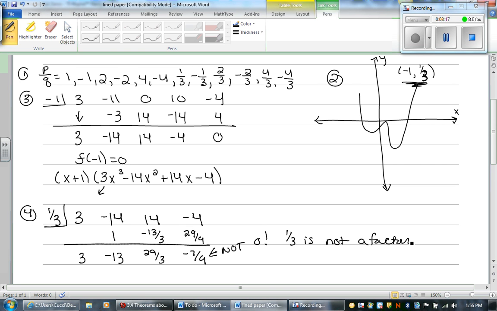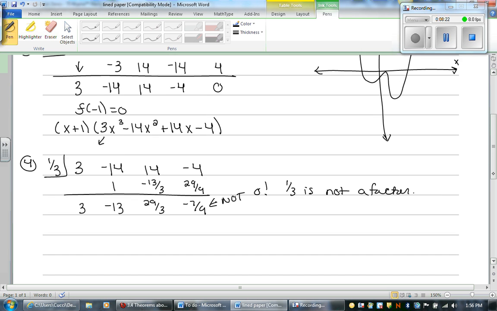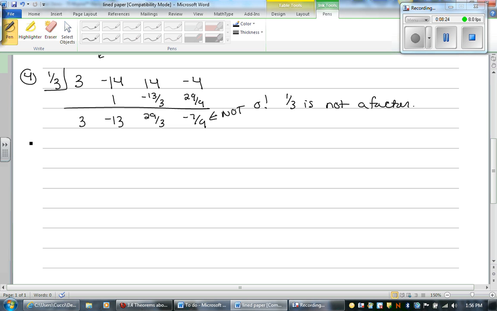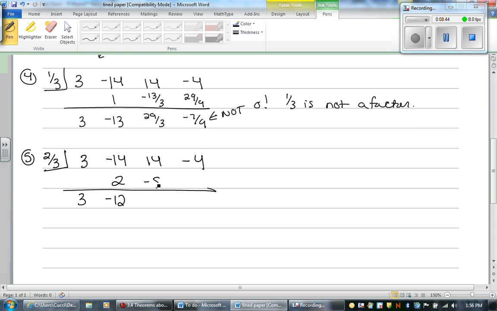So let's try 2/3. That's in between 1 and 2 as well. All right. So I'm going to try 2/3. So again, we're doing 3, -14, 14, and -4. Drop your 3. This gives us 2. -12. Multiply that, it gives us -8. And that gives us 6. 2/3 times 6 gives us 4, which gives us 0. So we found another factor.